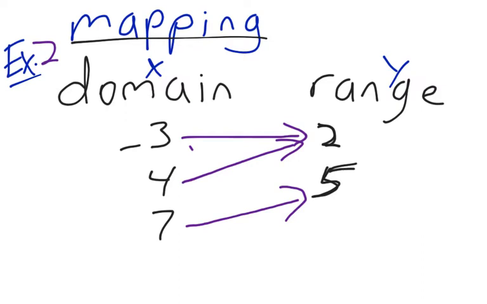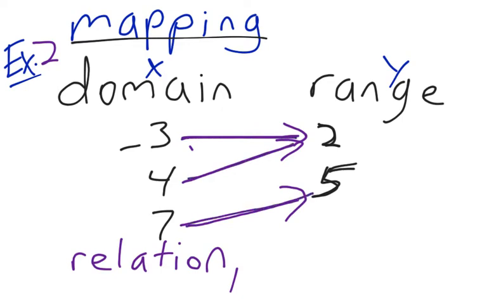So does it relate x to y? And do any of the x's repeat? I'll give you a second to write down if it's a relation or a function, and then we'll check it. All right, let's see how you did. Yes, it's a relation because it relates x to y. And yes, it's a function because look, none of our x values repeated. -3 was only used once, 4 was only used once, and 7 was used once. So it is a function.